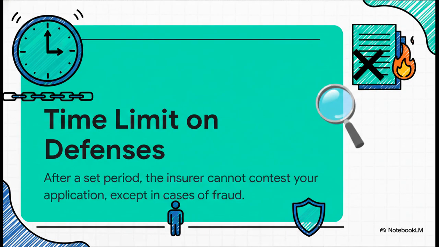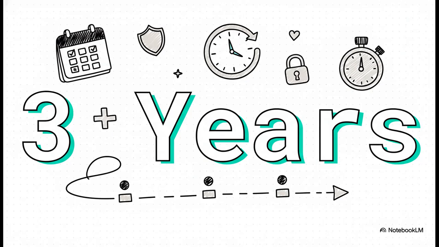Now this next one is absolutely crucial. It's basically a statute of limitations for your policy. Once your policy has been active for a certain amount of time, the insurance company can't just turn around and cancel your coverage because of a mistake you might have made on your application. The only, and I mean only, exception here is if you committed outright fraud. So how long is that period? Well, the official NAIC model sets that time limit at 3 years. Now, some states have actually made it even better for you and reduced it to 2 years. But the national standard, the blueprint, is 3. After that time passes, you are in the clear.